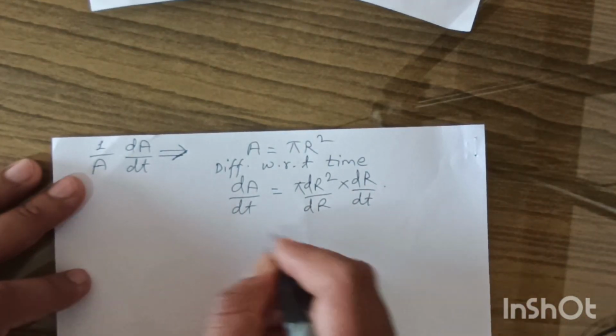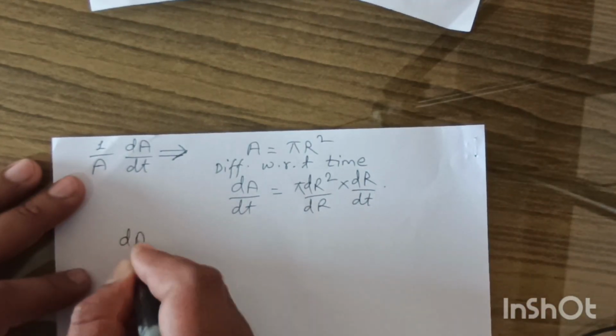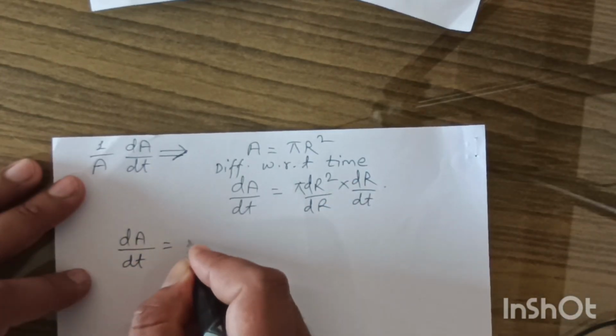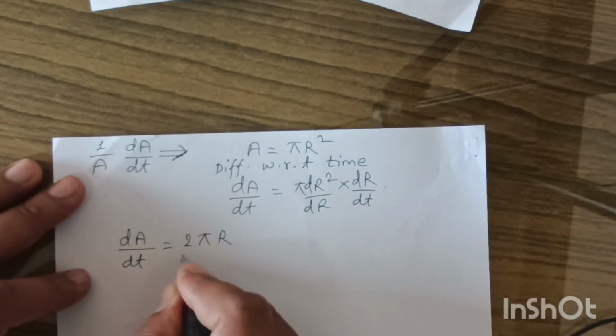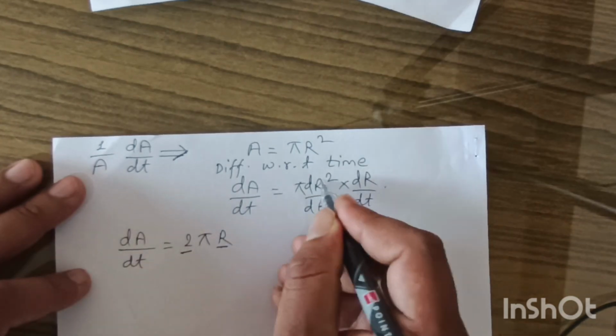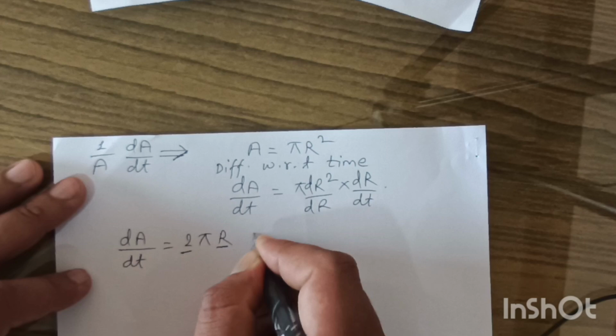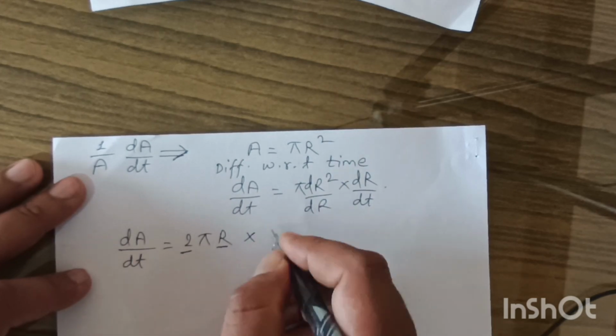So dA by dt is going to be, d r square by dr means 2r, so 2 pi r. Okay, you have got 2r here. d r square by dr means 2r, into dr by dt.